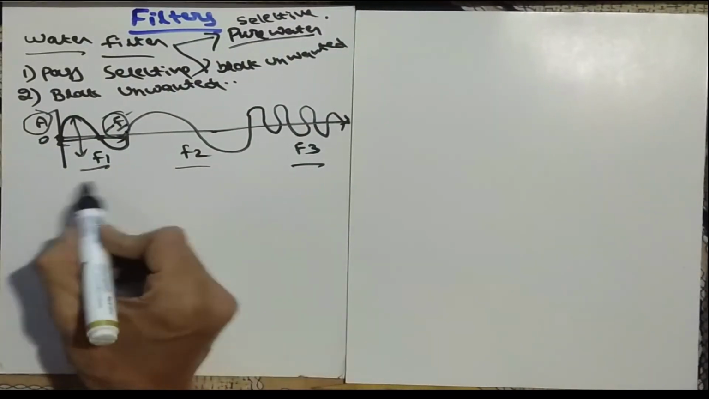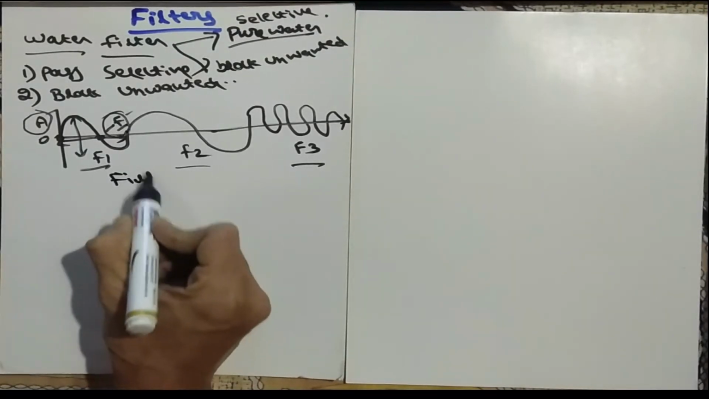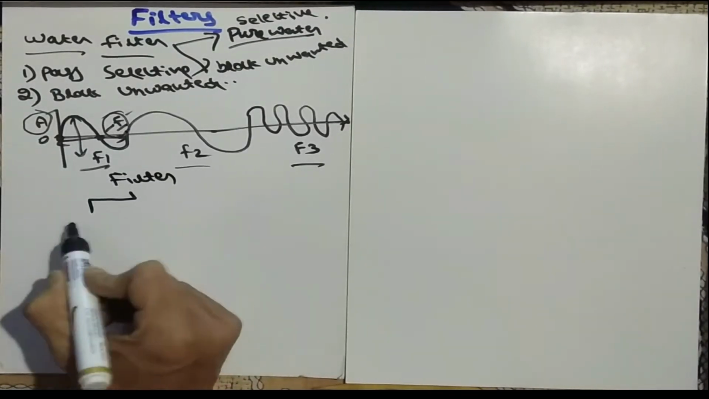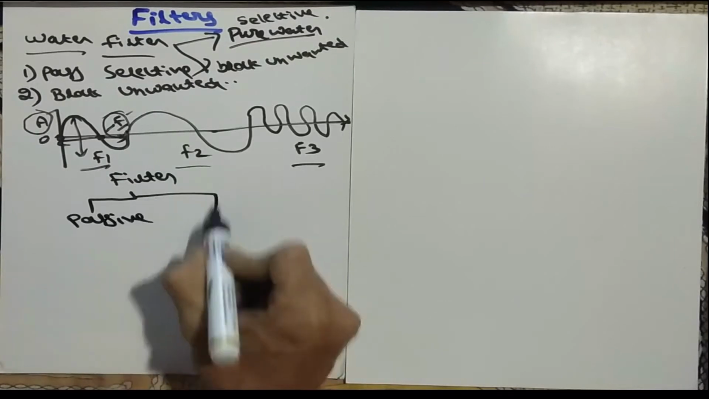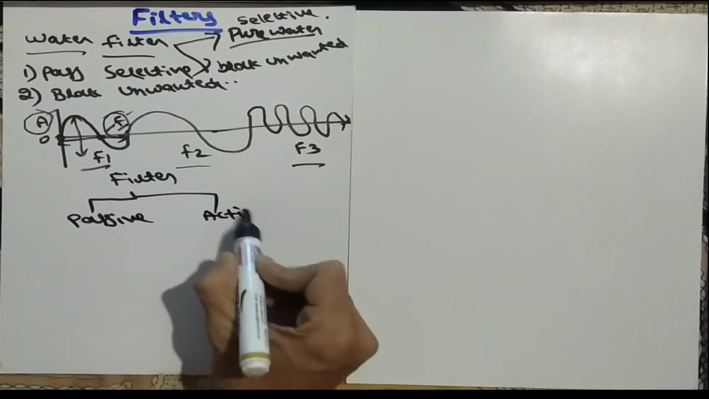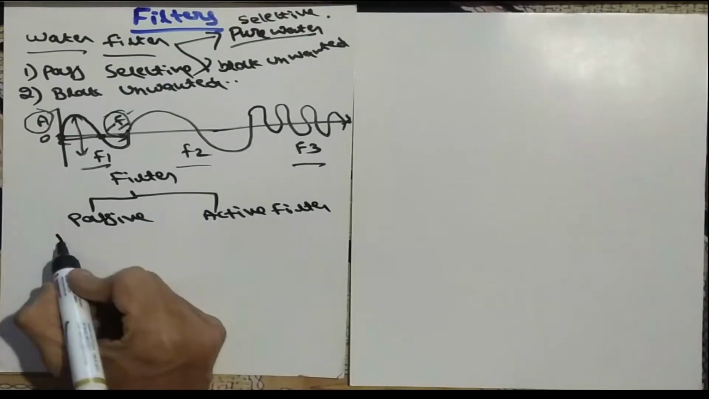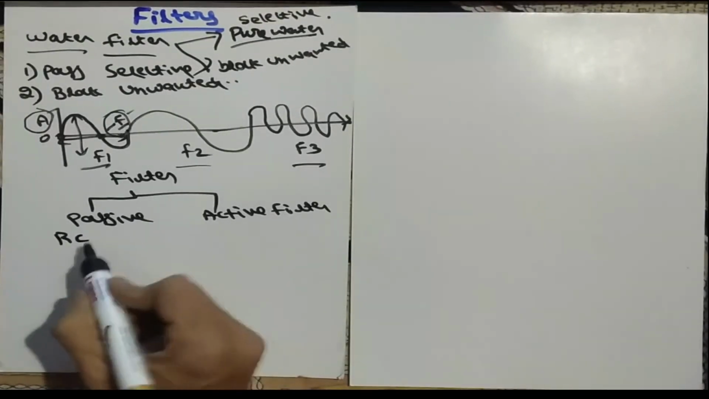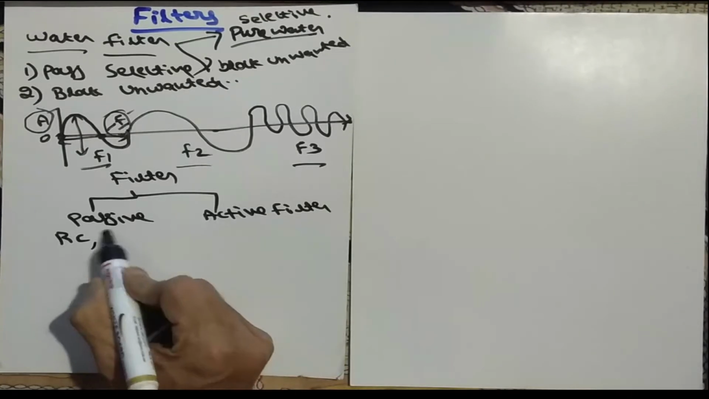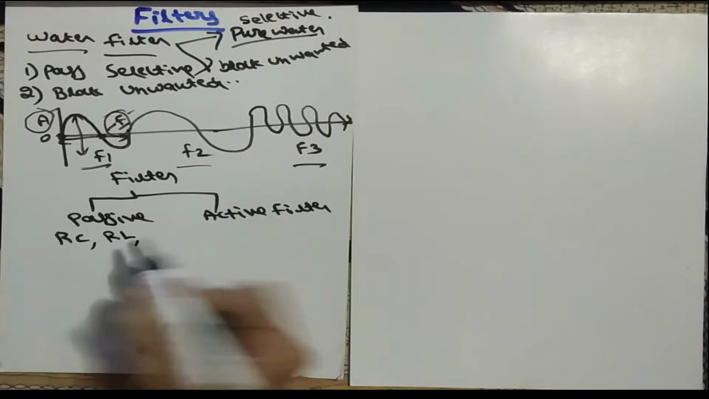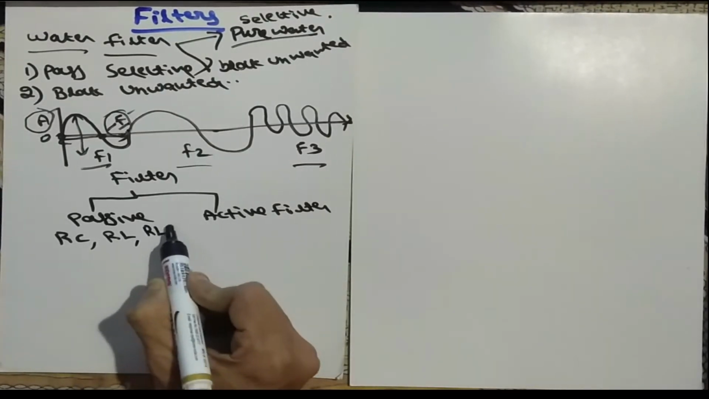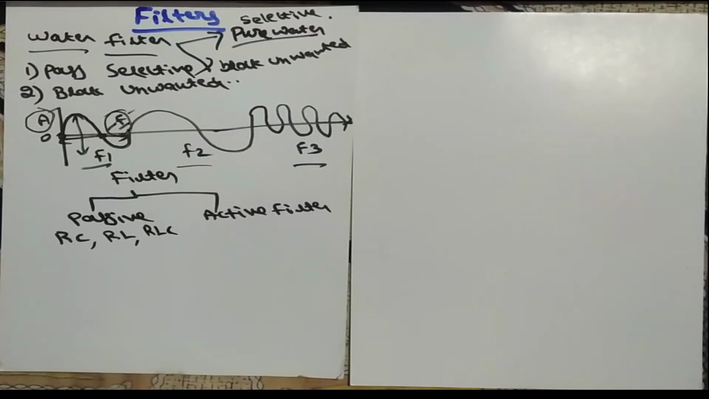Usually we have two types of filters. One we call a passive filter, another we call an active filter. Usually for the filtering operation we use either resistance or capacitance. Resistance and inductance, and resistance, inductance, capacitance, these are what we use.